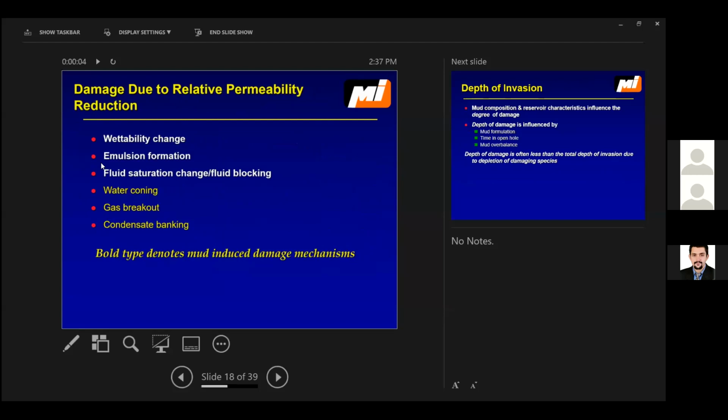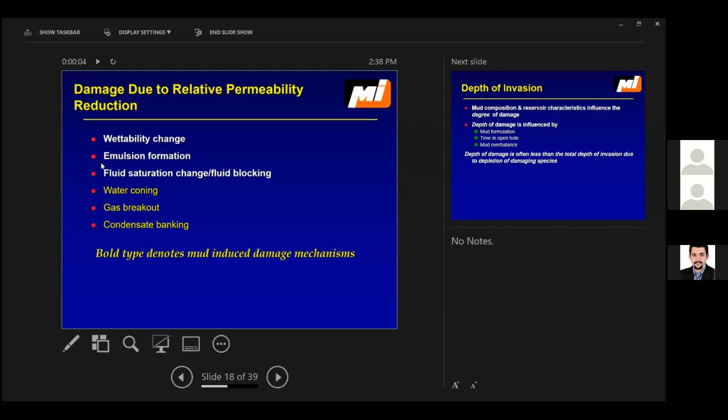The damage due to relative permeability reduction. How can the permeability be reduced? Maybe due to wettability change. What is meant by wettability change? Every reservoir in the world is water wet, meaning that water relatively sticks to the surface of the reservoir rock, so you can produce the oil without water.